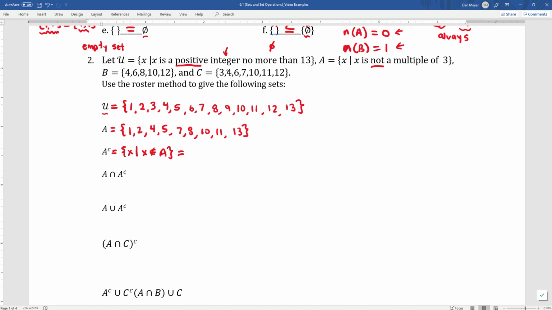Well, if A was the things that weren't multiples of 3, we could also negate that: the set of X such that X is a multiple of 3. Kind of like a double negative here. Not X is not a multiple of 3, or X is a multiple of 3. So we're just writing down the multiples of 3, or all of the things that we left out of A: 3, 6, 9, and 12.